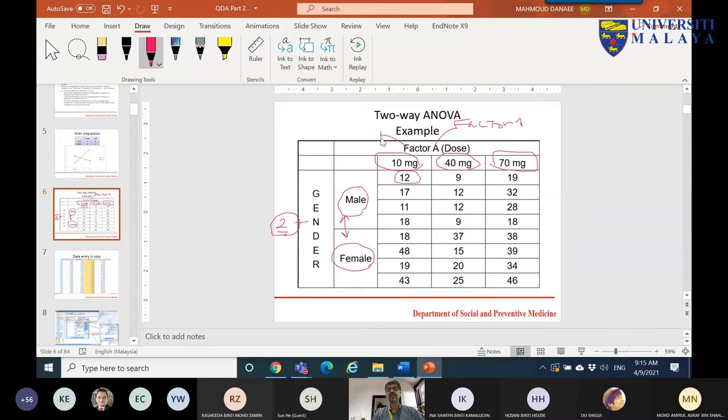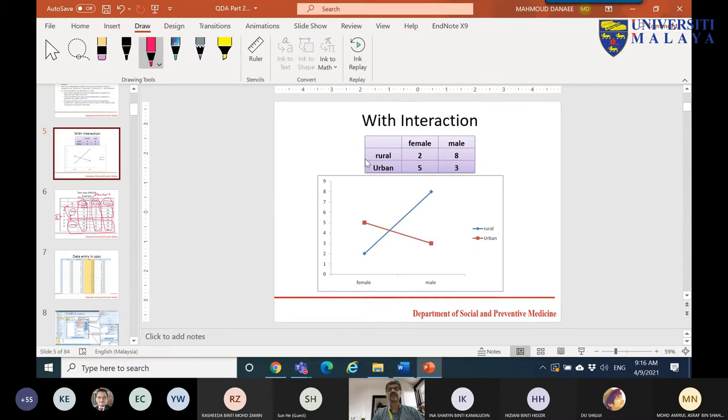So the researcher wants to study the effect of two factors. Why? Because if you want to analyze the impact of dosage, of course you can do the one-way ANOVA. And if you want to look at the effect of gender, you can do the t-test. But the problem is that univariate analysis of variance, meaning one factor at a time, will not give you the interaction between these two factors. What does interaction mean? Look at this example. I just want to explain the definition of interaction.